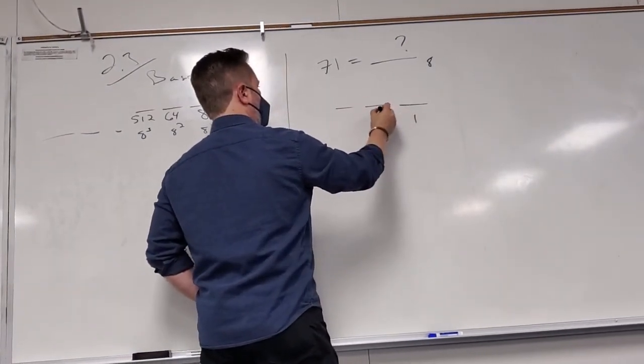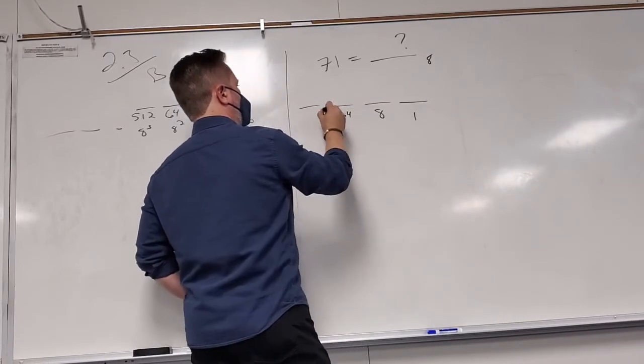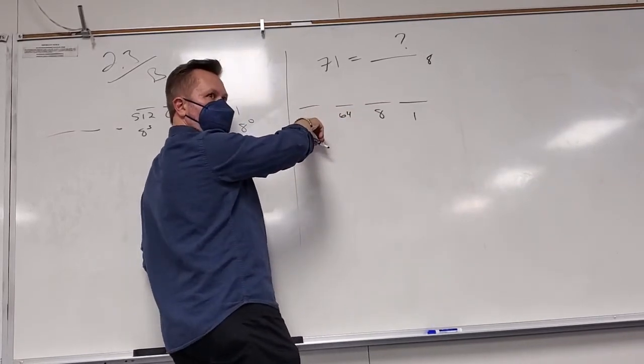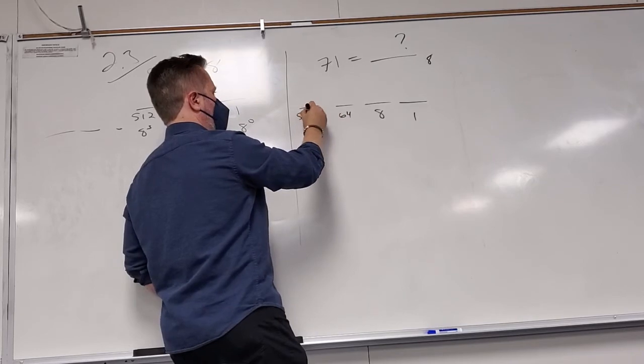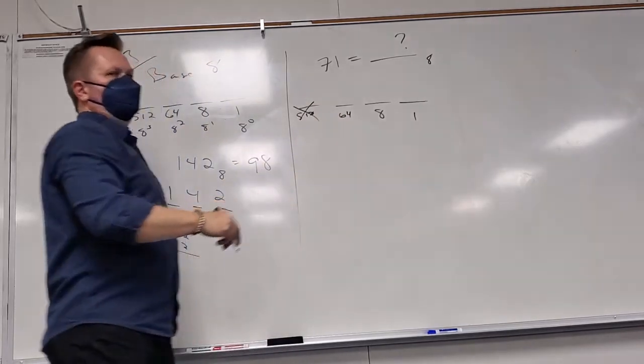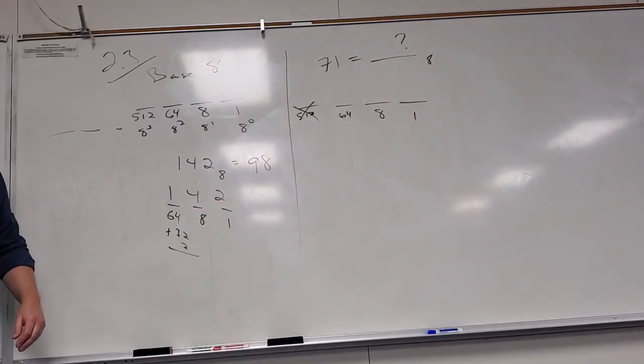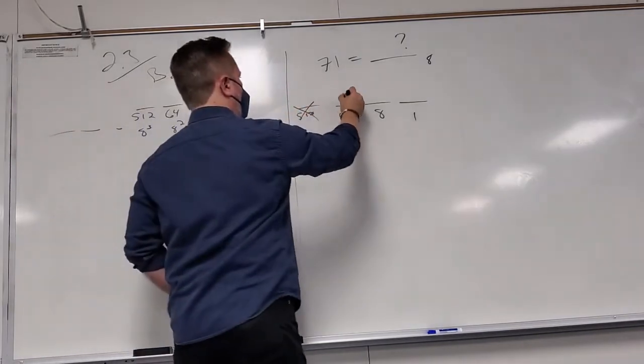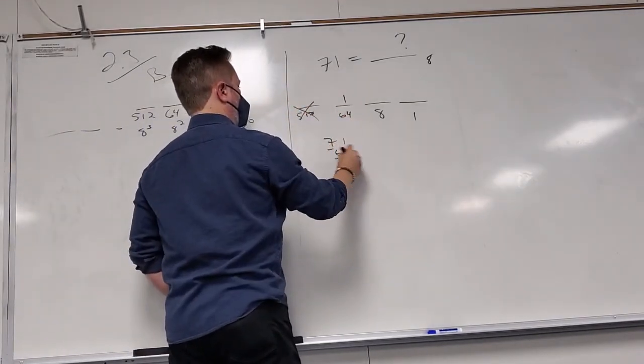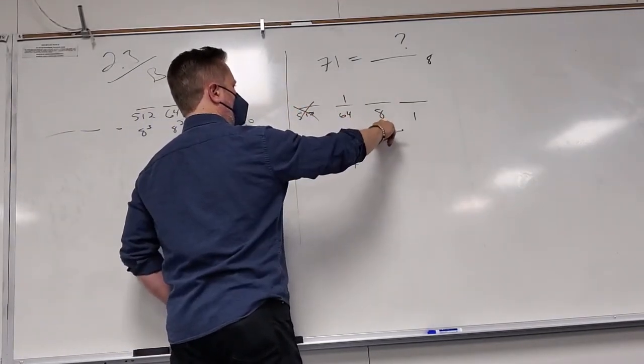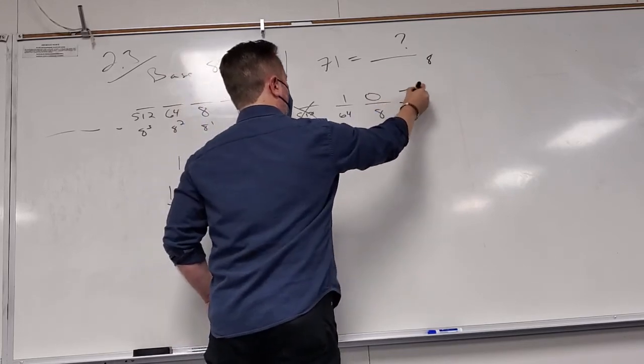1, 8, 64. And obviously the next one's going to be too big, right? Multiply that by 8, that's 512, that's too much. So how many 64s do you use? I use one 64. What do I have left? 7. So do I need any of these? Nope. I just need 7 left over.